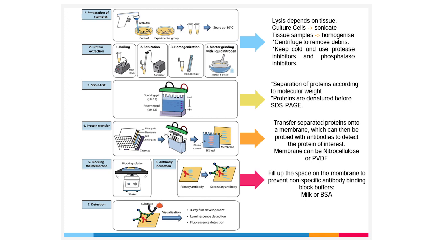So you see, you do the lysis, then separation of the protein. So first is preparation of samples, protein extraction, then you do SDS-PAGE, then transfer onto the PVDF or the nitrocellulose membrane, whatever you're using, then blocking the membrane using some kind of protein, like BSA, or some blocking agent like the milk solution or something. And then you have the detection.